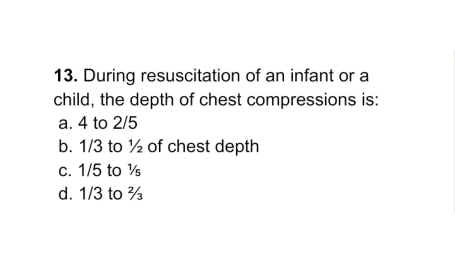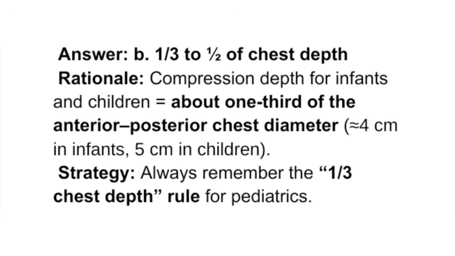13. During resuscitation of an infant or a child, the depth of chest compressions is A. 4 to 5 cm. B. 1/3 to 1/2 of chest depth. C. 1/5 to 1/2. D. 1/3 to 2/3. Answer, B. 1/3 to 1/2 of chest depth. Rationale: compression depth for infants and children equals about 1/3 of the anterior-posterior chest diameter, almost equals 4 cm in infants, 5 cm in children. Strategy: always remember the 1/3 chest depth rule for pediatrics.